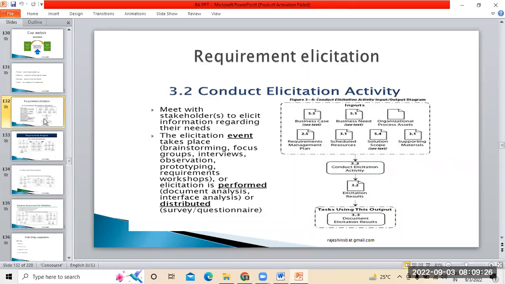So when you want to gather information, or understand the problem, or understand the existing systems, all this stuff, what is it that we do?